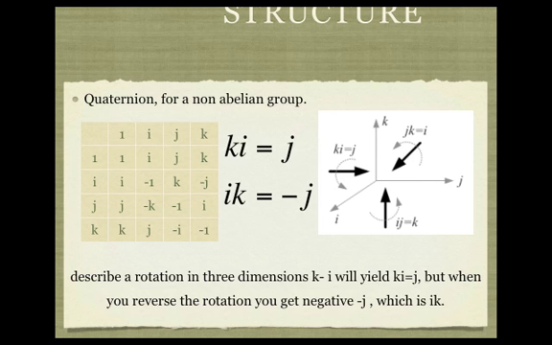So you can take, for example, K times I is equal to J, right? If you start at the K axis and rotate towards the I axis, you get J. But if you go in the reverse order, I times K, you will get a negative J because it's a clockwise rotation. So you go in reverse order.